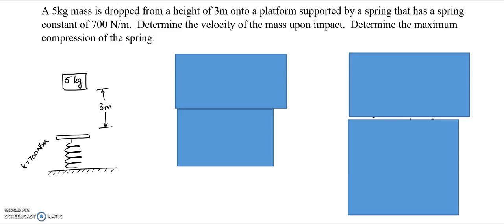Pause the video because I'm going to give you the answer in like 2 seconds. Okay. All right, I'll give you the answer. You wanted it. You asked for it. Here's your answer. The velocity of the mass upon impact is a whopping 7.67 meters per second.